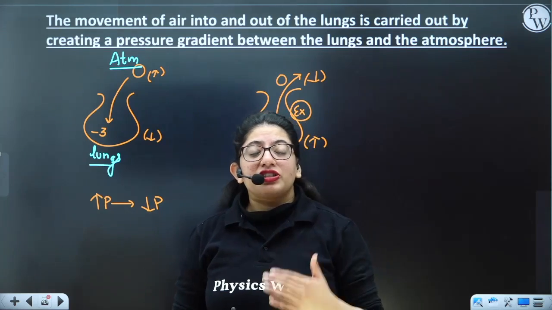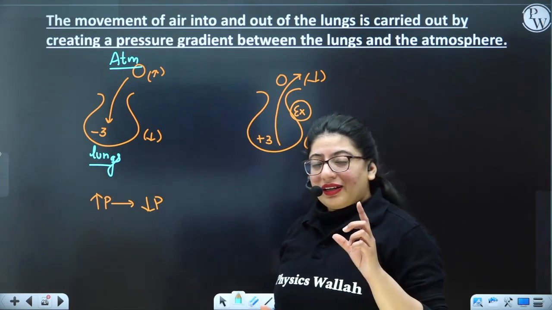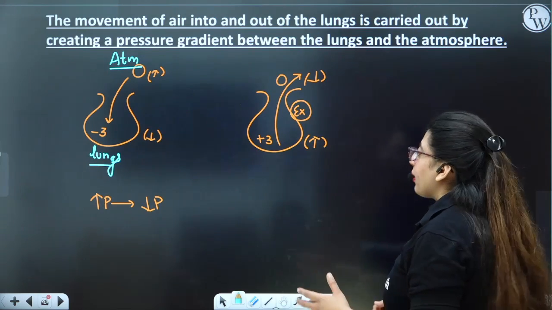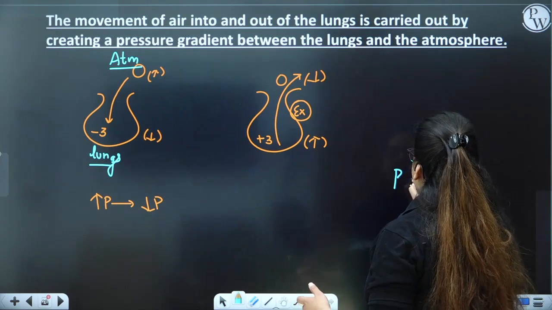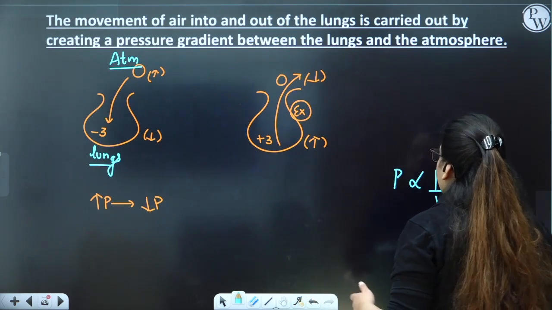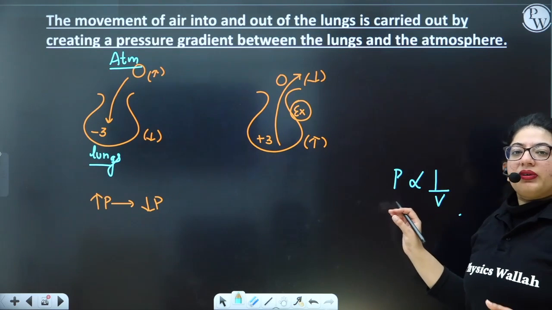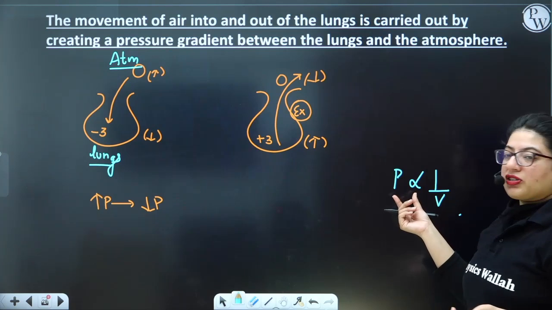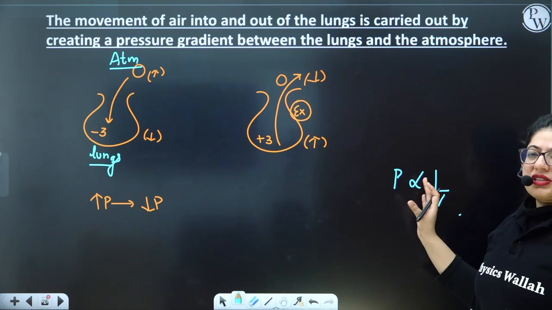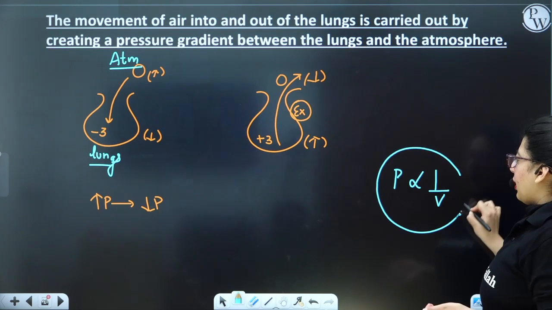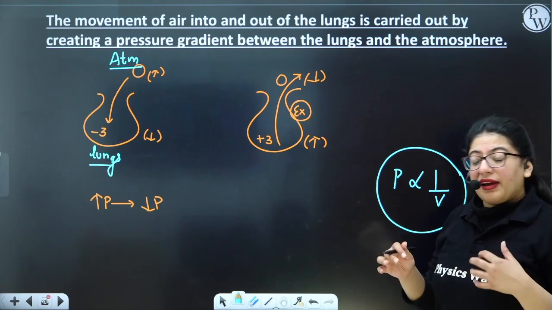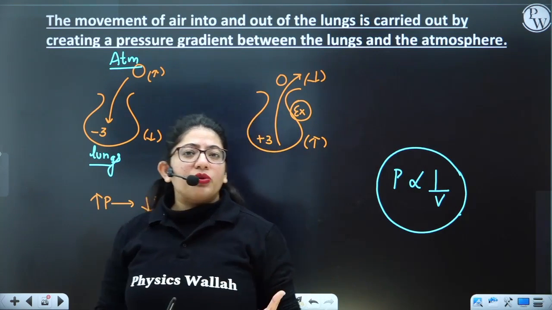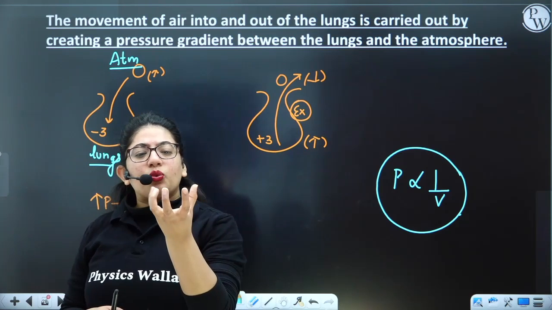Now, how does the body change this partial pressure? In chemistry, you must have learned a law, Boyle's law, which says the pressure is inversely proportional to volume. If I increase the volume, definitely the pressure is going to reduce. If I increase the pressure, the volume will reduce, because it's an inversely proportional relationship.